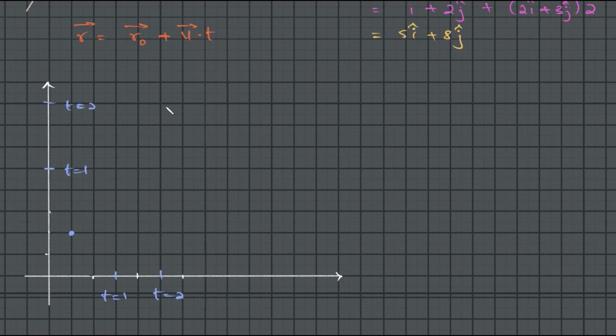The place where this 2 intersects is over here. And this will represent 1, 2, 3, 4, 5. So this is 5, comma. And this is 1, 2, 3, 4, 5, 6, 7, 8. Can you see that? And what answer did we get? 5i cap plus 8j cap.